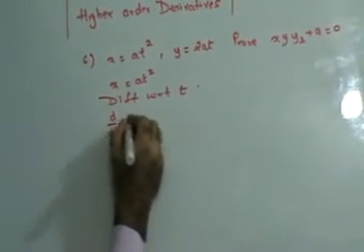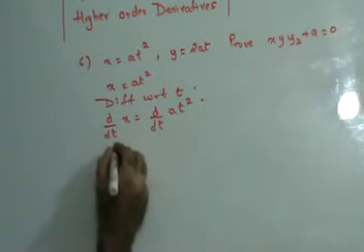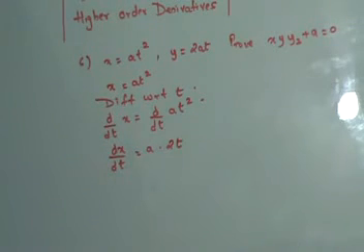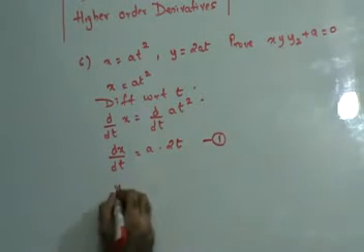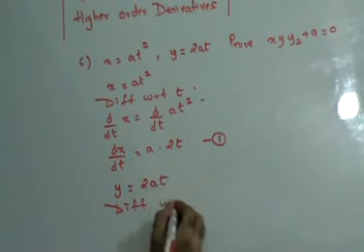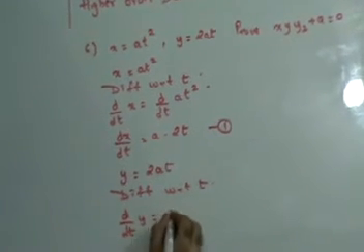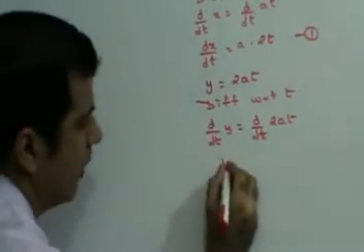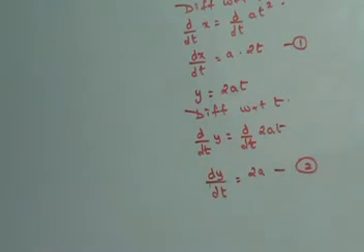So you will get d by dt of x is d by dt of at square. So you will get dx by dt is a as it is, t square is 2t. Let's call this as equation 1 and leave this here. y is equal to 2at. Differentiate with respect to t. So you will get d by dt of y is d by dt of 2at. So you will get dy by dt is equal to 2a. Call this as equation 2.